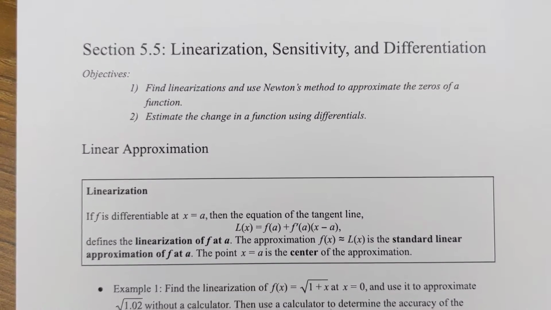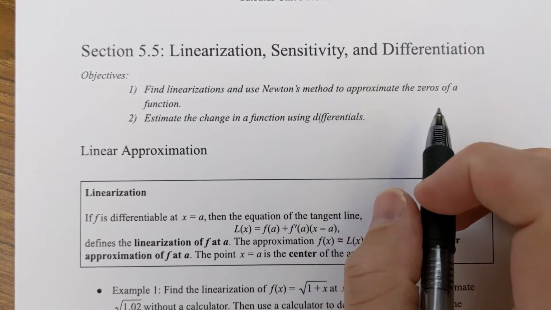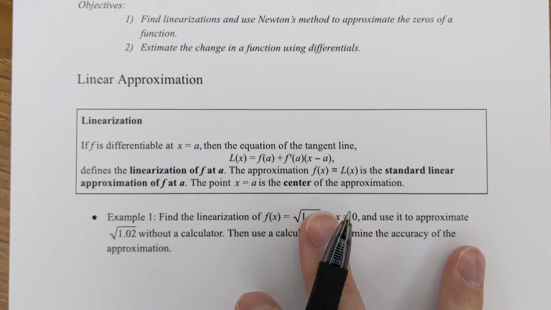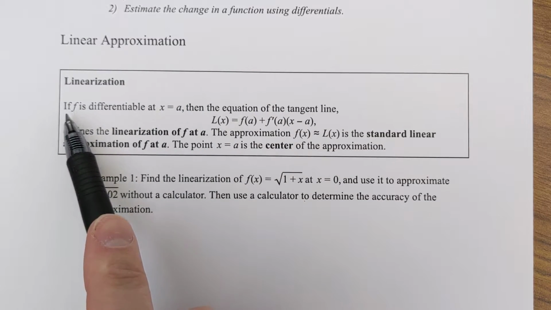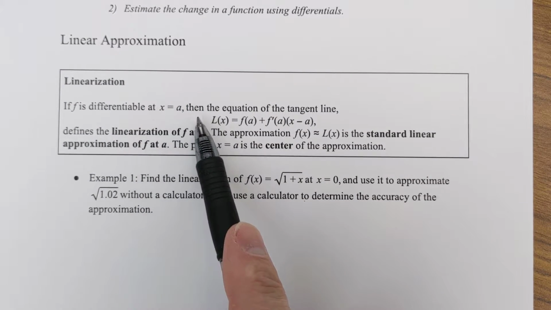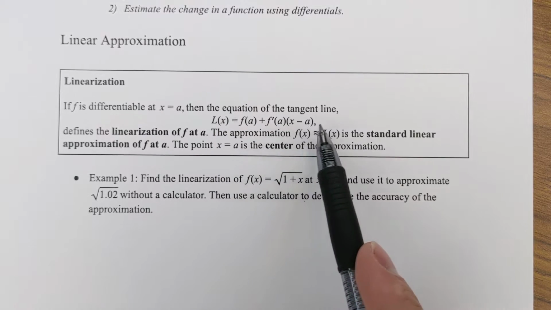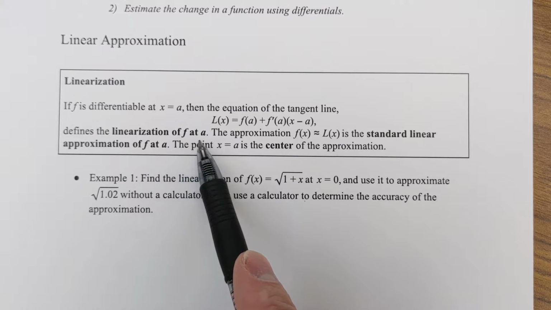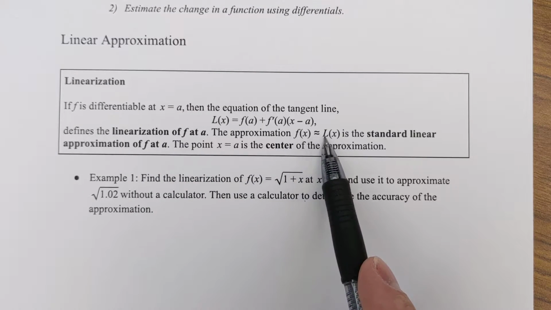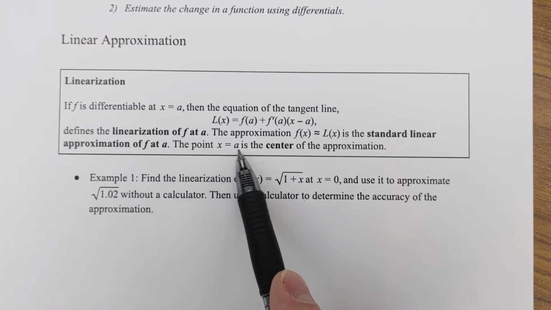Okay, so here we got the notes for section 5, which deals with linearization, sensitivity, and differentiation. When we talk about linearization, we're talking about a linear approximation. If f is differentiable at x equals a, then the equation of the tangent line, L of x equals f of a plus f prime of a times x minus a, defines the linearization of f at a. The approximation f of x ≈ L of x is the standard linear approximation of f at a. The point x equals a is the center.